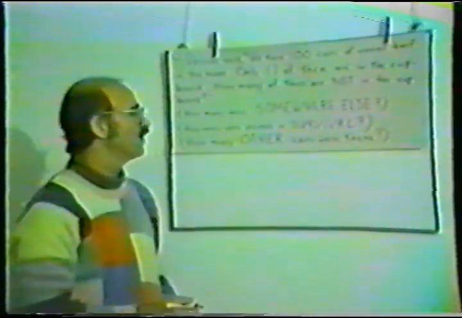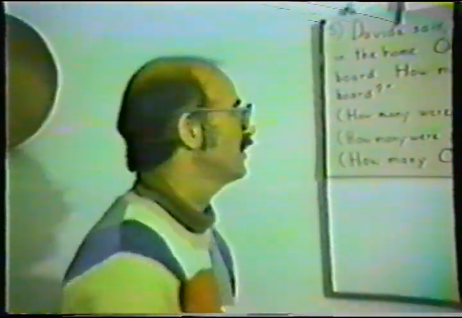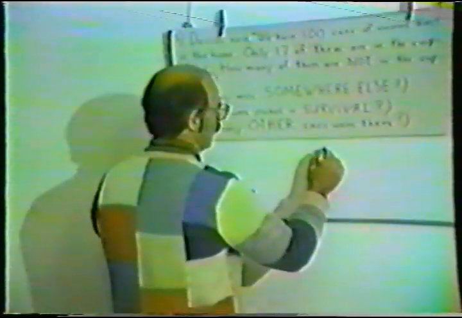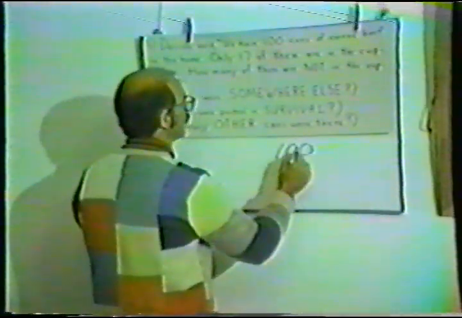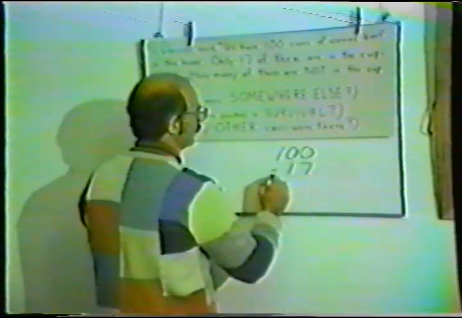Okay, when you want to find out about the other ones, or the ones that are somewhere else, you want to find the difference between what's here and what's there. Again, it's time to subtract. 100 take away 17.